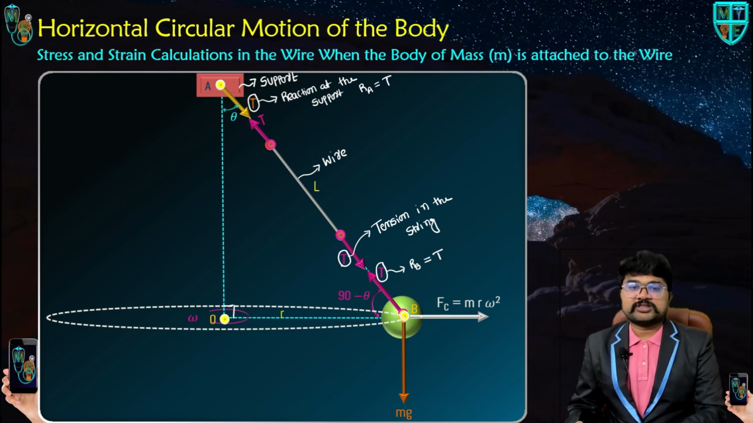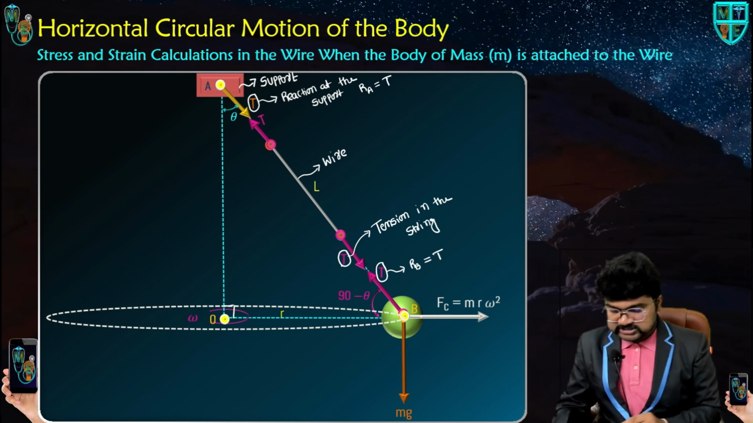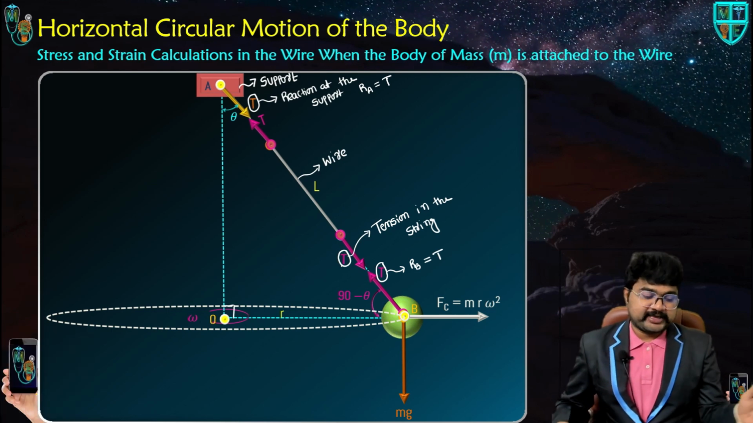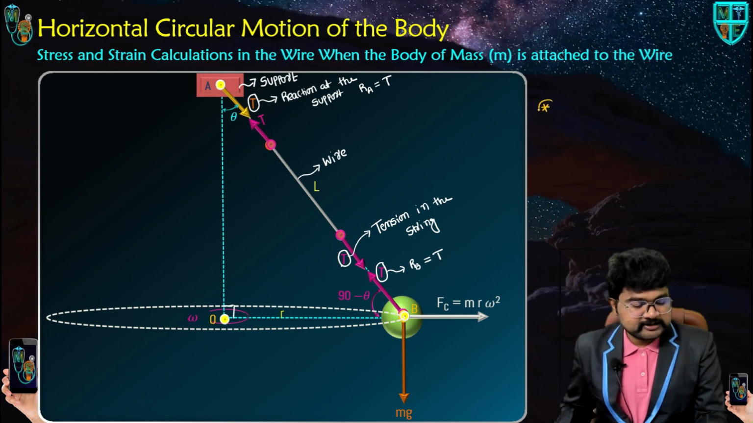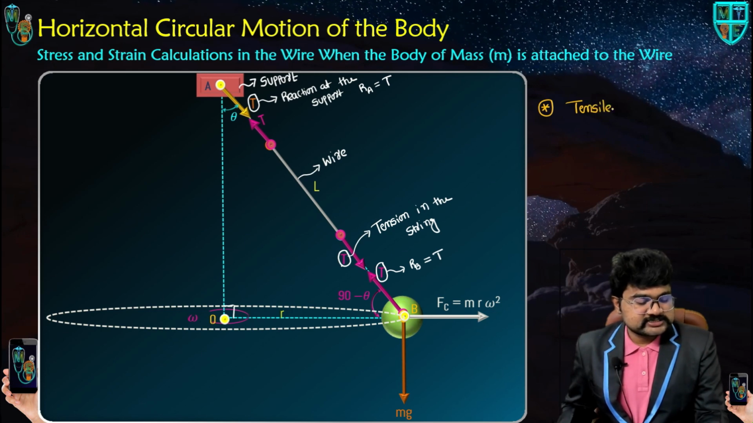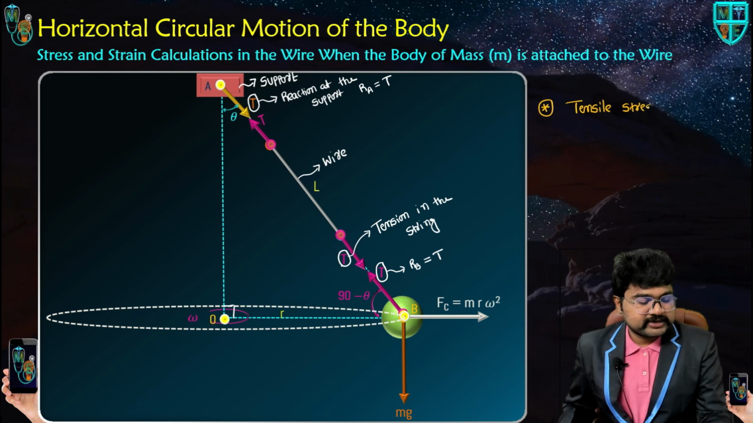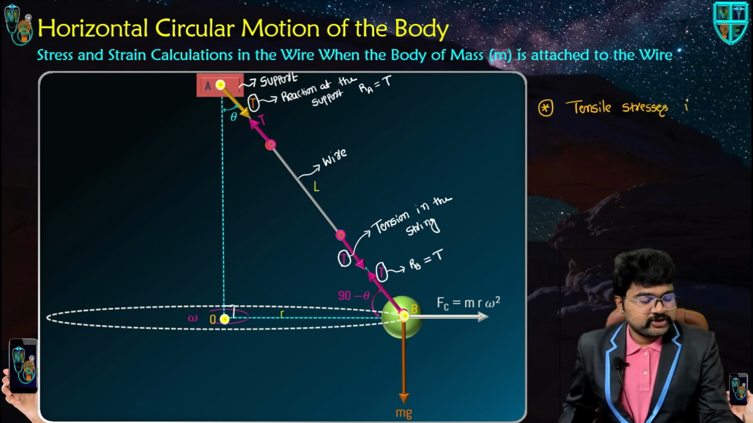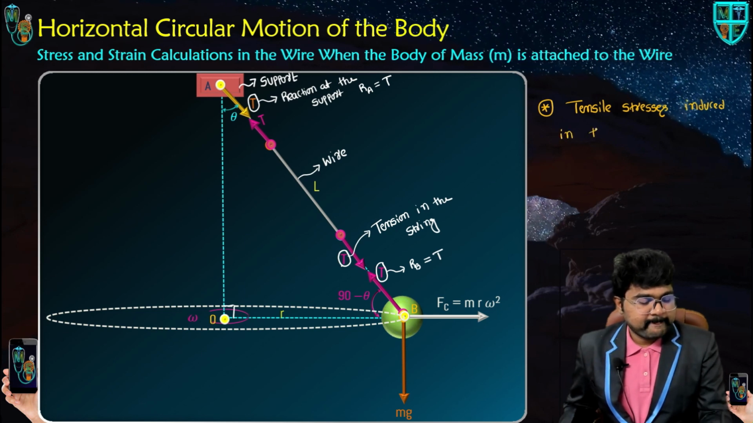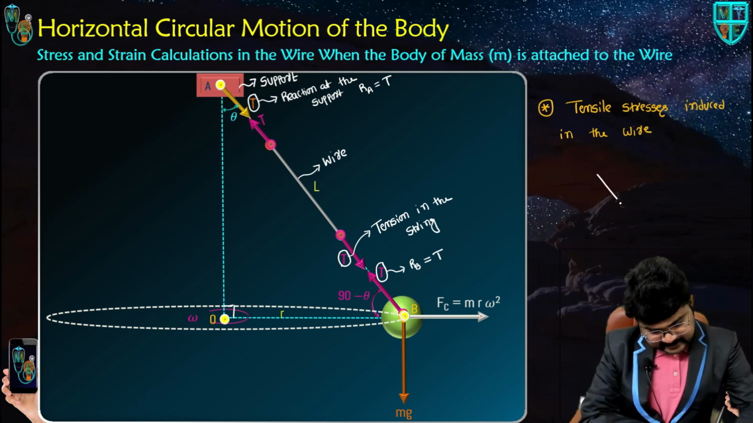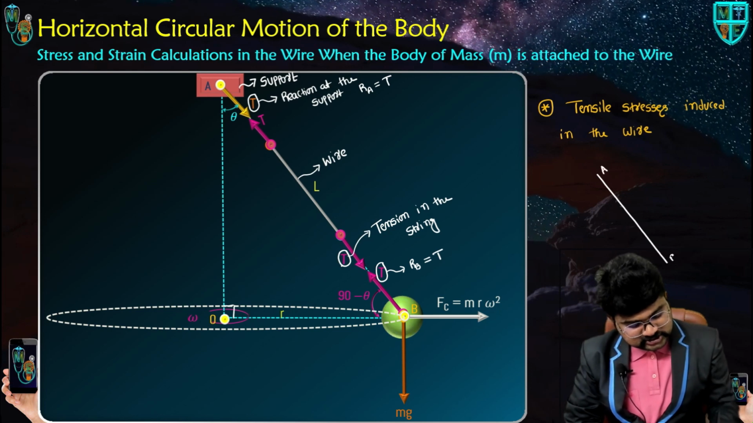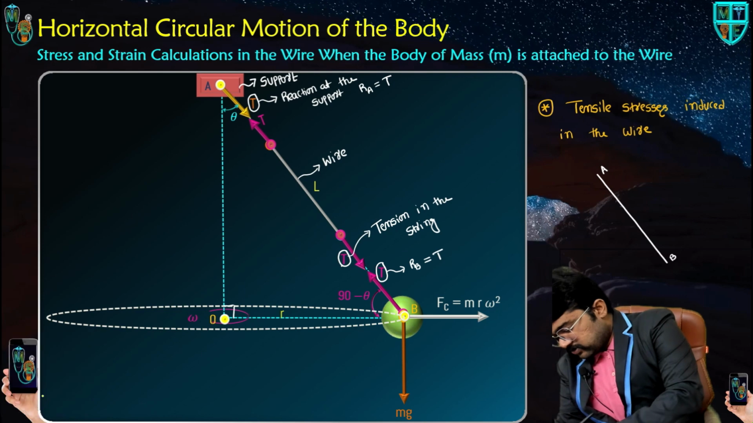Free body diagram for this particular wire. Now I can say confidently what kind of stresses are induced in the wire. Tensile stresses are induced in the wire. I can say this should be the wire, wire AB. What kind of stresses are induced? Tell me.